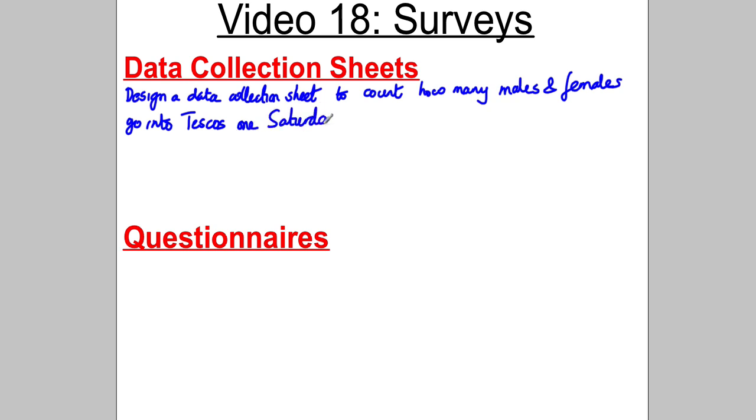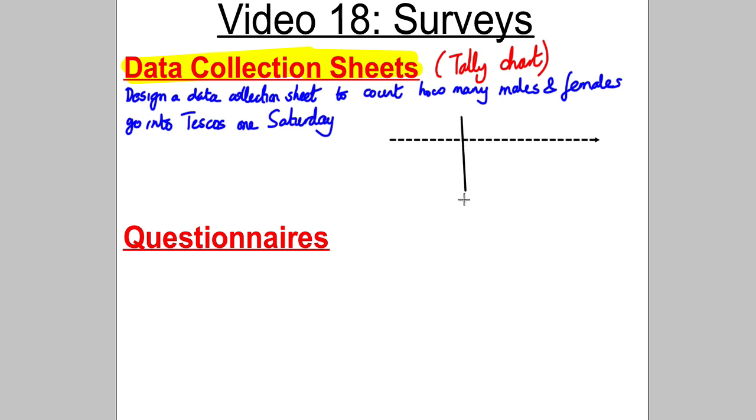Now, all you need to remember, it's something you need to learn. A data collection sheet is just another word for a tally chart. So whenever you see that, all you've got to do is design a tally chart. So what you do is you just draw a column like this, okay?